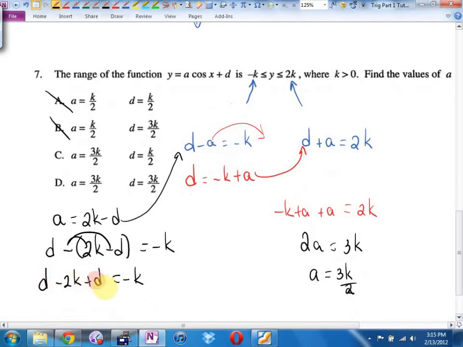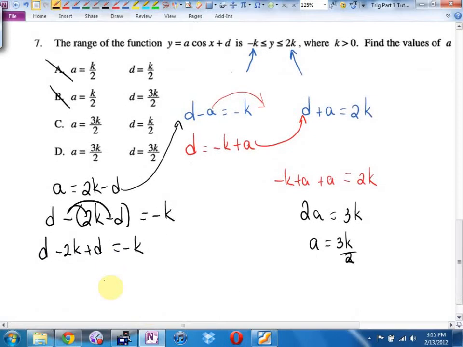What's D plus D? 2D or not 2D? That is the question. And I have a minus 2K. If I plus it over here, I'll get that. Turns out D is K over 2. A is 3K over 2. Now, I would consider that like an A minus level question.